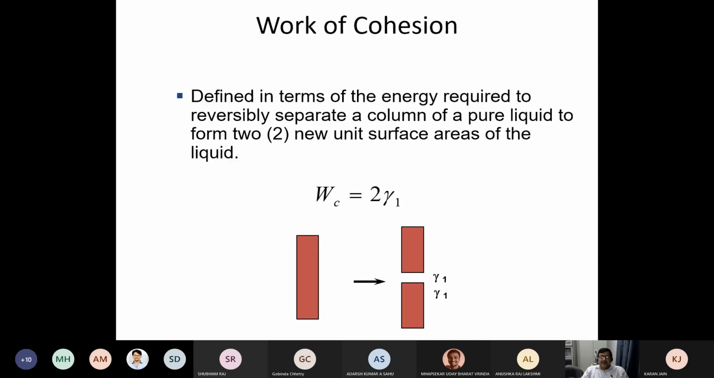Okay. Next, suppose you initially have a cohesive water column, and you have divided it into two. Initially there was no energy because it is the same. But you created two surfaces, gamma 1 and gamma 1, just by separating these two columns. So your work of cohesion is 2 gamma 1. You have to invest 2 gamma 1 of energy in order to do that.